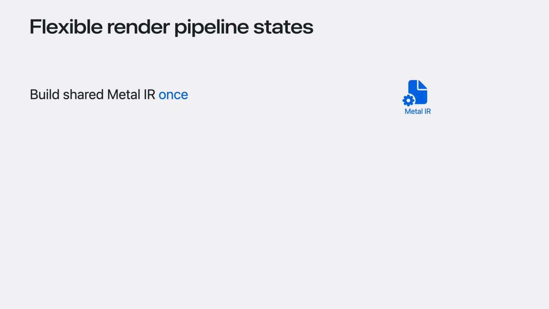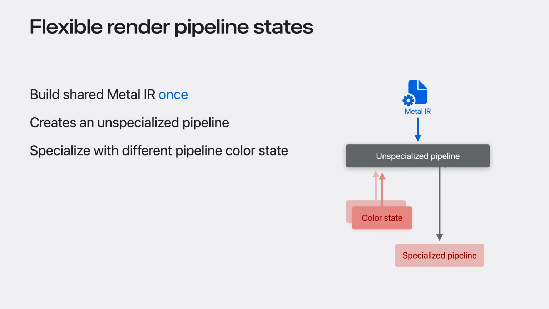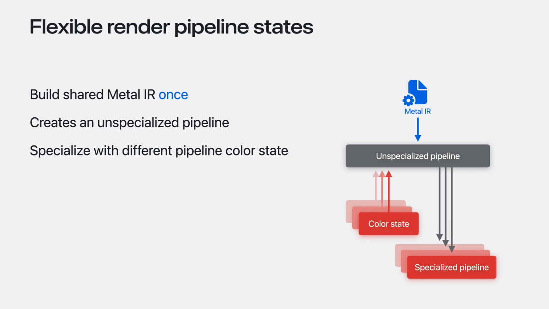Render pipelines can now use flexible render pipeline states to build common Metal IR once. This creates an unspecialized pipeline. Your app then specializes the pipeline with the intended color state. Metal will reuse the compiled Metal IR to efficiently create a specialized pipeline to execute.